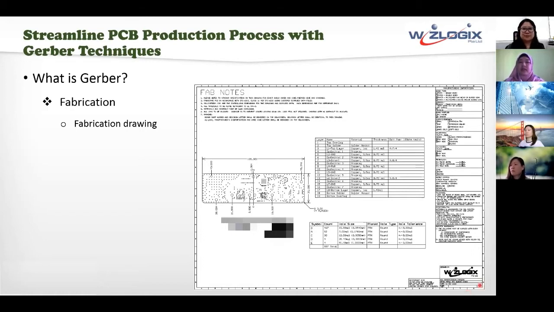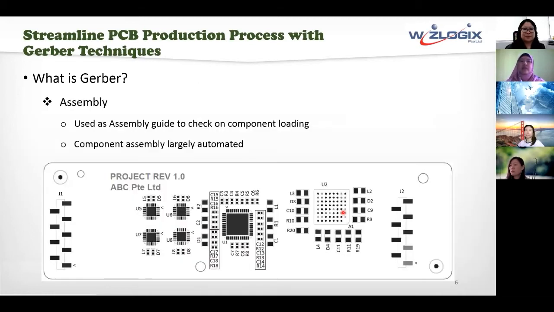So we have the Wizlogix logo here as well as all the other information crucial to the fabrication process included in this drawing. So other than the fabrication drawing, we also include drawings for assembly. So for assembly, most of the time, assembly is done by automation or by machines. So machines will actually load up and do a pick and place of the components onto the PCB board using the AOI or Automated Optical Inspection guide.